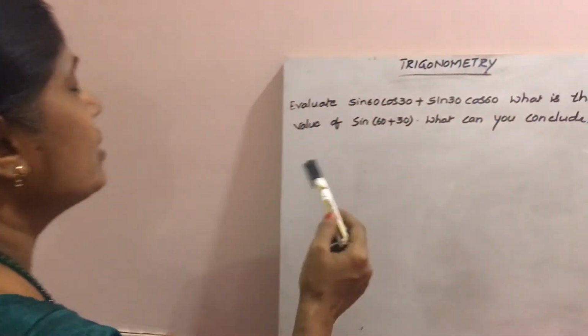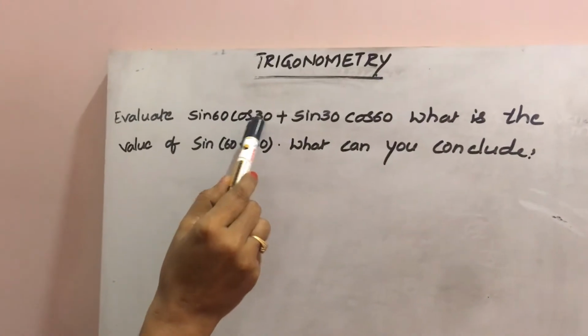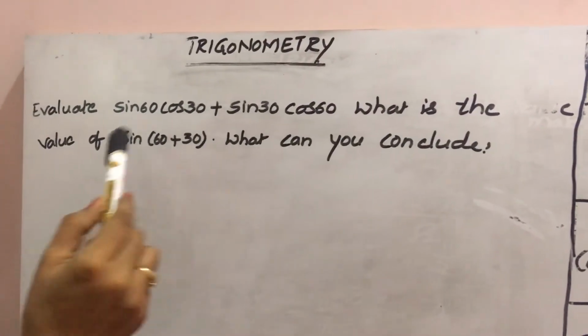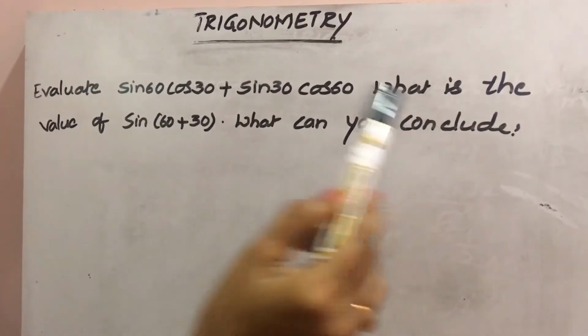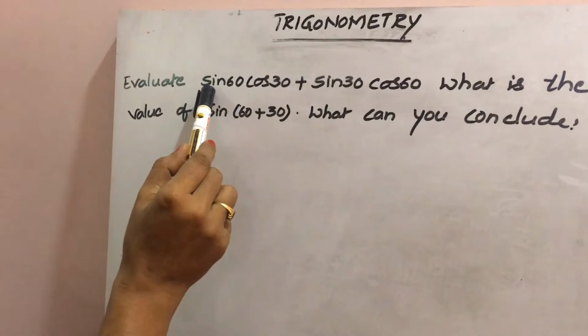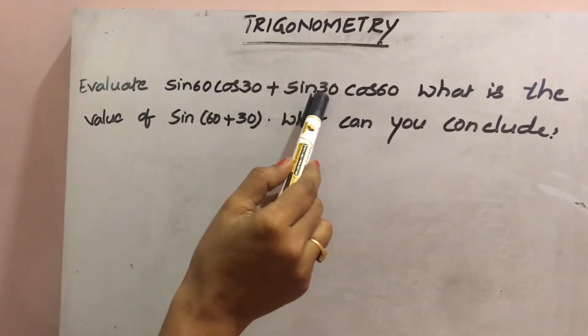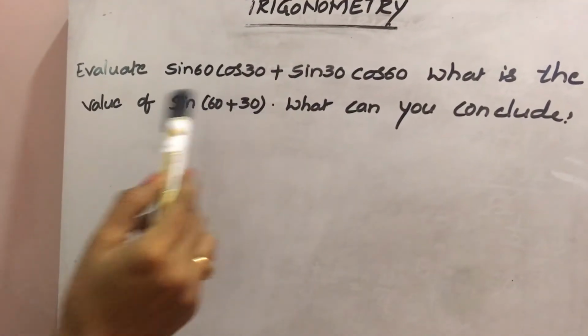If the problem is given like this, evaluate sin 60 into cos 30 plus sin 30 into cos 60. What is the value of sin 60 plus 30? What can you conclude? For this, we have to find out the value of sin 60 into cos 30 plus sin 30 into cos 60 and also sin 60 plus 30.